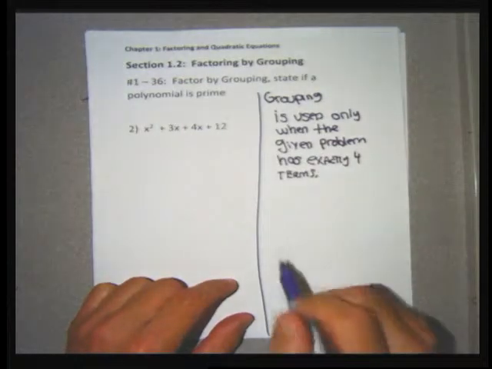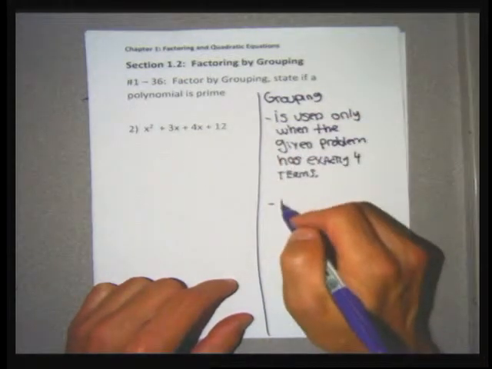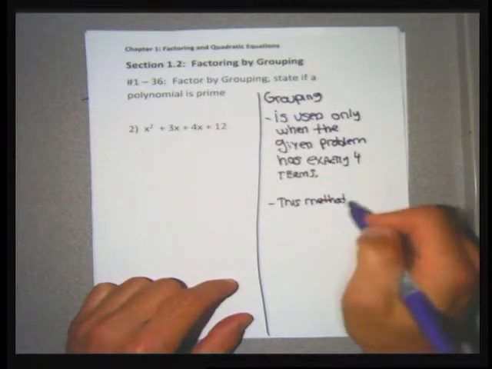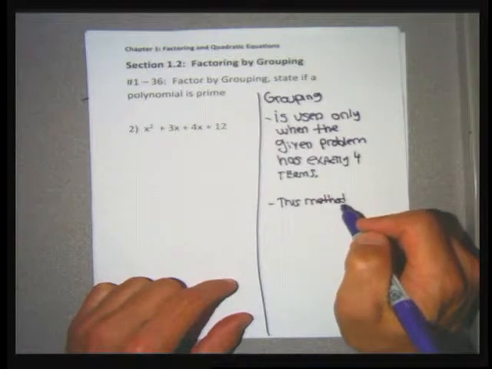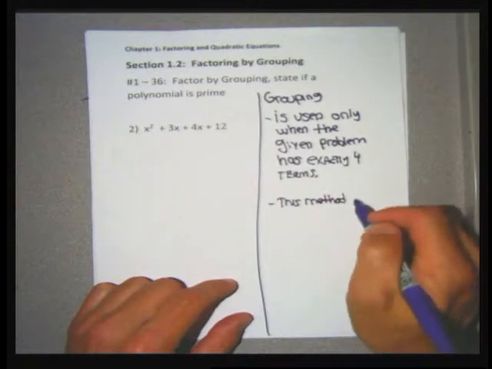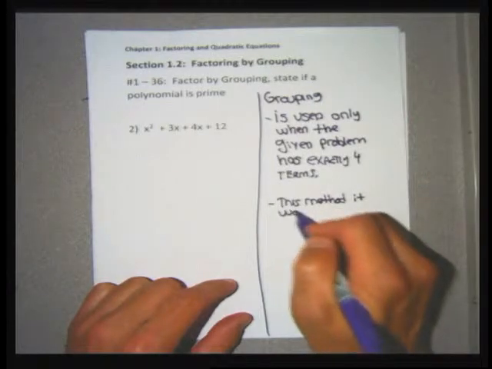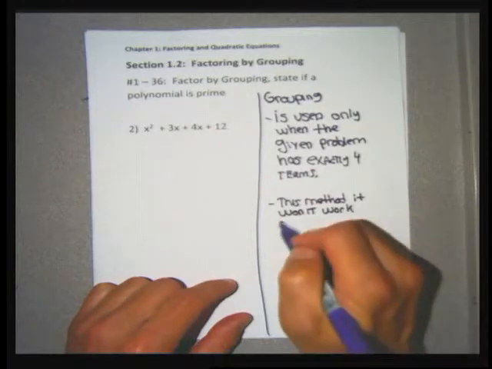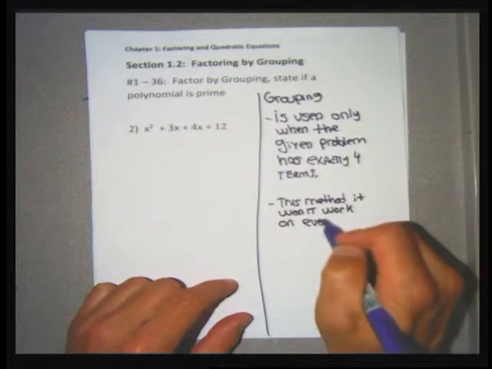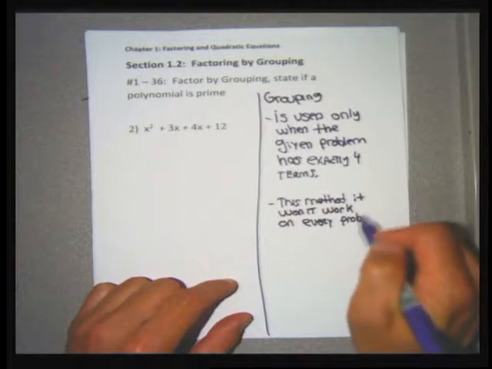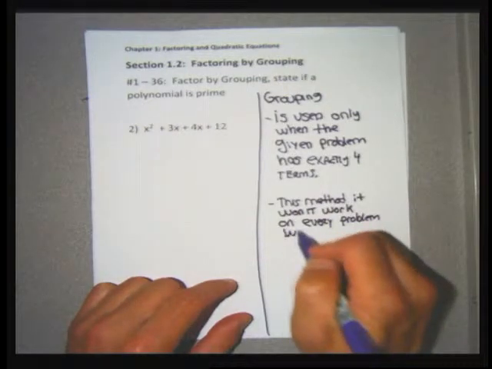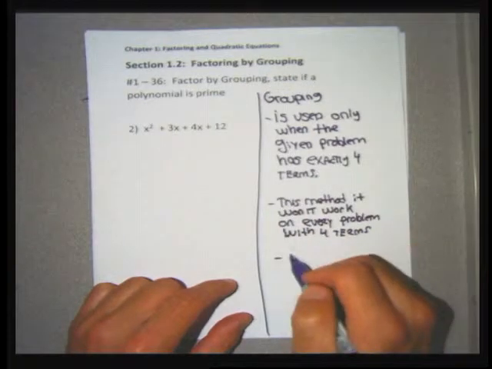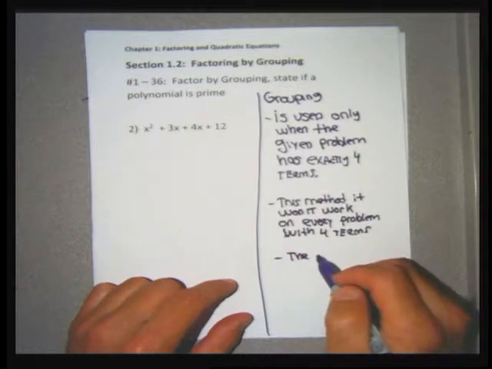And this method, grouping, will only work on problems that have exactly 4 terms, and it won't work on every problem with 4 terms. The problems have to be set up just so for this method to work.